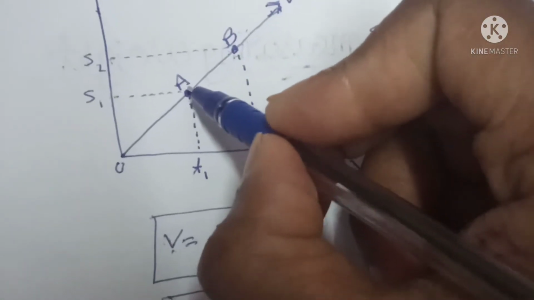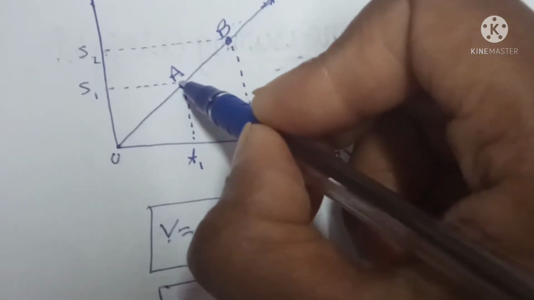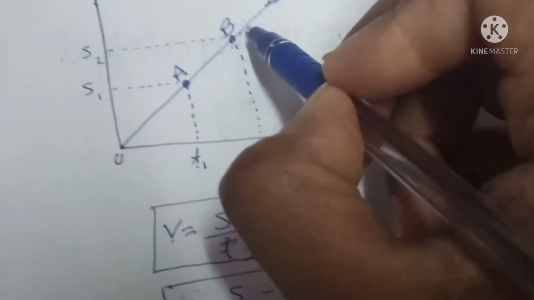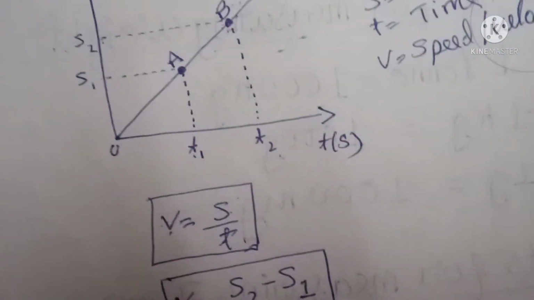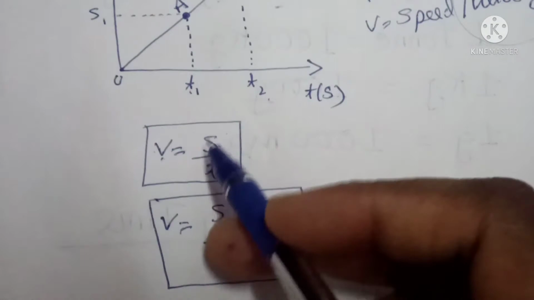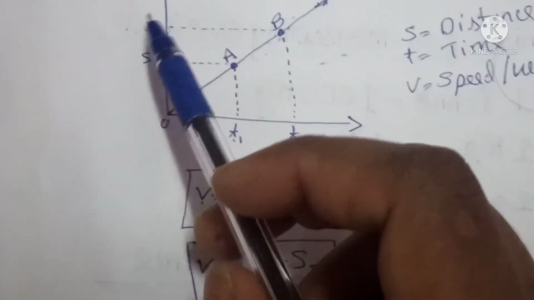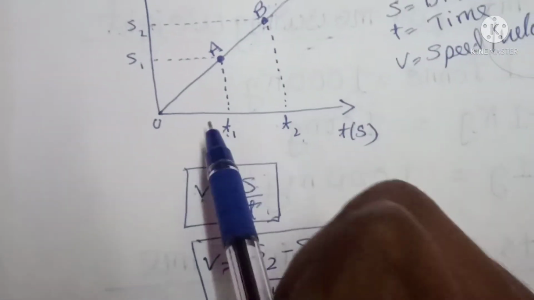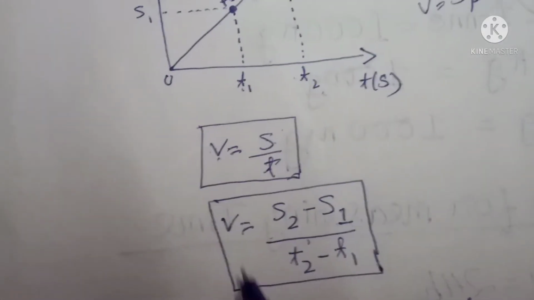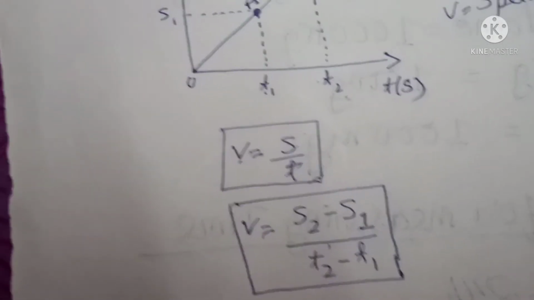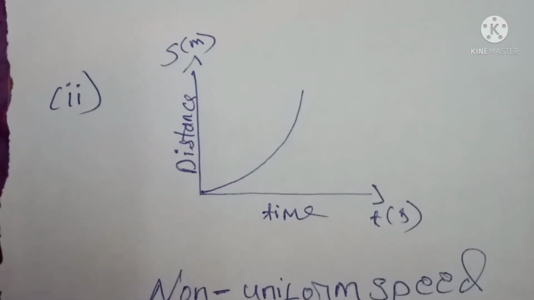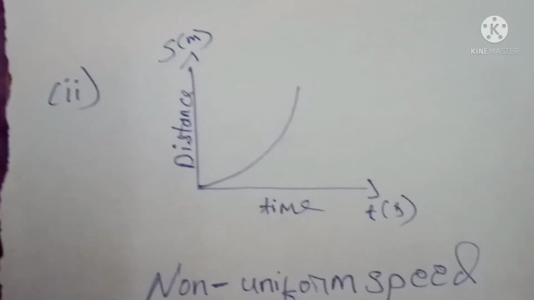So when a body travels from A to B, the initial time of the body is t1 and the initial distance of the body is s1. And when the body reaches point B, the final time of the body becomes t2 and the final distance of the body becomes s2. So now we are going to find the speed. We know speed is distance by time. So what is our distance here? Here our distance is final distance minus initial distance, so s2 minus s1, and time is final time minus initial time, t2 minus t1. So this is a new graphical formula which will be very much useful for solving graphical numericals. I hope you understand.